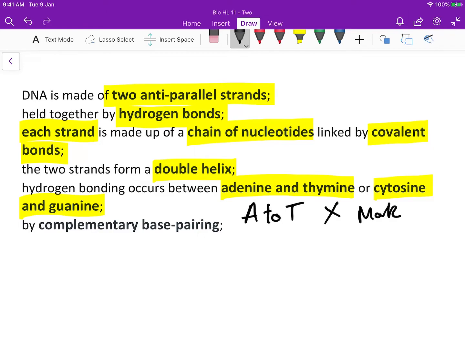And the way that they bond, A bonding to T, AT2, CG3, the way that they bond is called complementary base pairing. And we're going to see that term used a lot. Complementary base pairing. Because their shapes and structures complement each other so they can form hydrogen bonds.